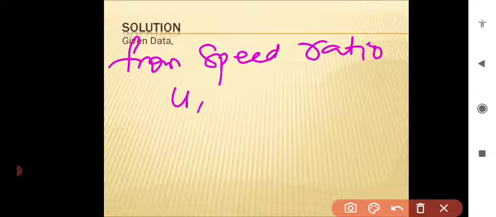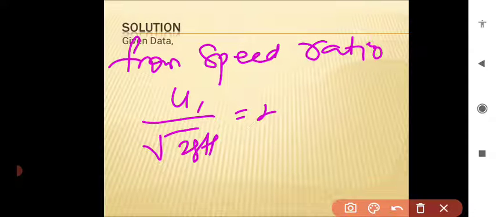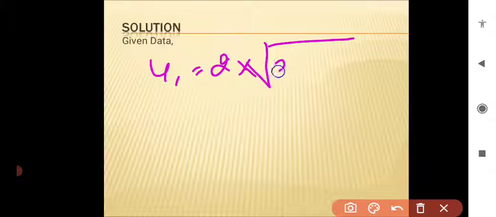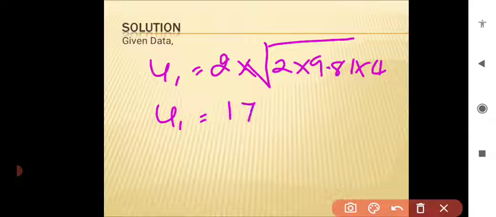From the speed ratio, u1 by under root 2gh is equal to 2. We will get u1 is equal to 2 into under root 2 into 9.81 into 4. So u1 is equal to 17.7 meter per second.